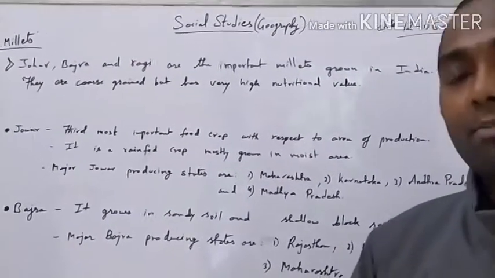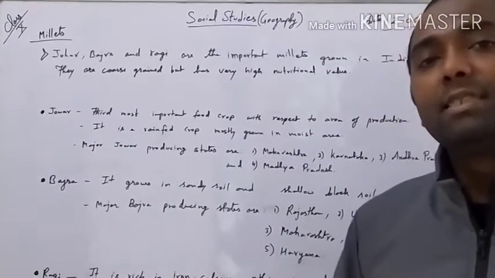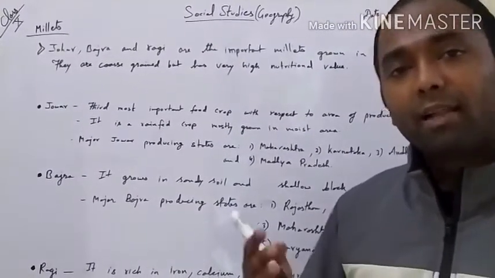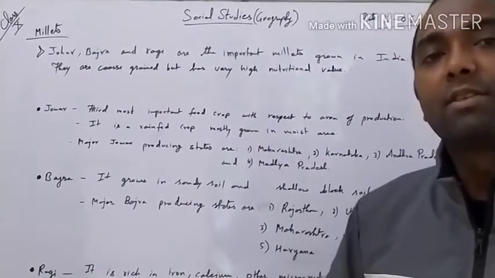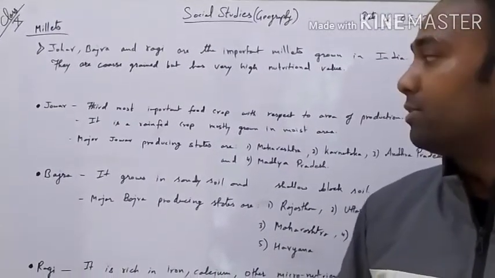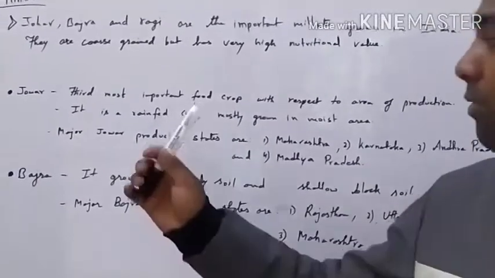For example, I can give you the example of ragi. It is rich in iron, calcium, and other micronutrients as well as rugged. So it has a very good nutritious value for our body. Now let us understand one by one.